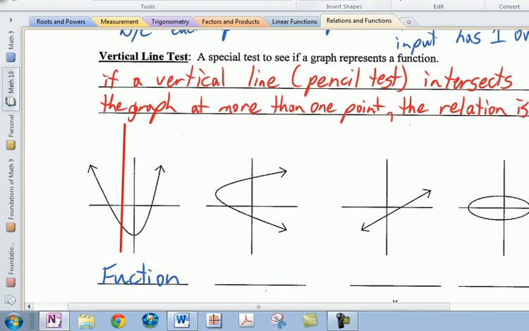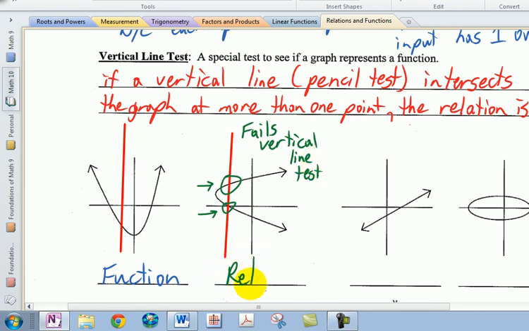Compare that to this other one right here. I draw a vertical line, guess what? It's being touched in two spots, right here and right there. So here, it's being touched twice. So it fails the vertical line test. So because it fails the vertical line test, it's just a relation, not a function, just a relation.